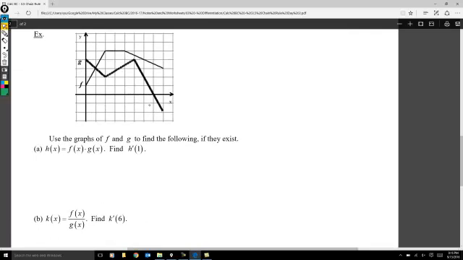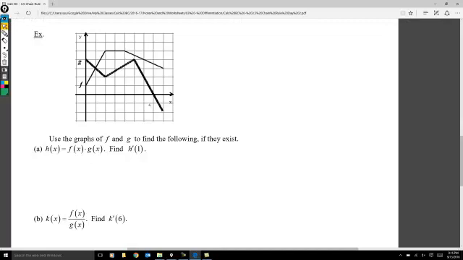All right, let's keep going. All right, now I got a graph. So it's asking me first to find h prime of 1, and they defined h to be f of x times g of x. So I know I'm going to have to use some values from the graph here.